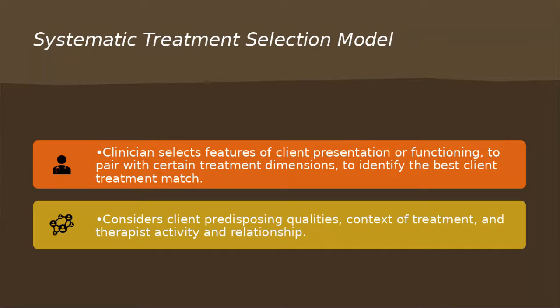You'll also consider things like the therapist activity and relationship, so the therapeutic alliance, the relationship factors, and therapist client matching. So you're considering client characteristics, the context of treatment, and the therapist activity and relationship, and you're matching those things to find the appropriate selection of intervention for your client.